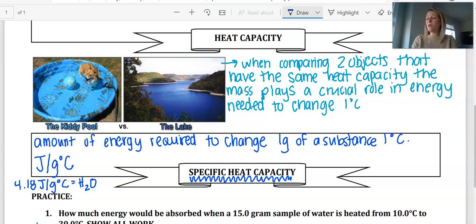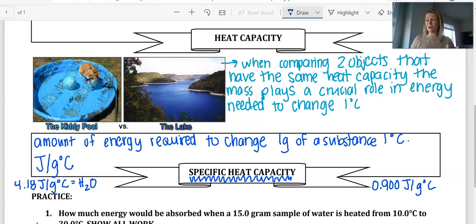However, if you've ever heated a metal, you'll notice how hot metal gets very quickly. To give you a general idea, the specific heat capacity of aluminum, which is what a lot of cookware is made of, or aluminum foil used to reheat things, is 0.900 joules per gram degrees Celsius. What that means is that for every 1 gram to change 1 degree, it only needs to absorb 0.900 joules of energy.